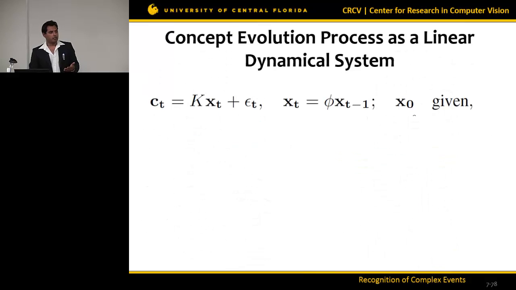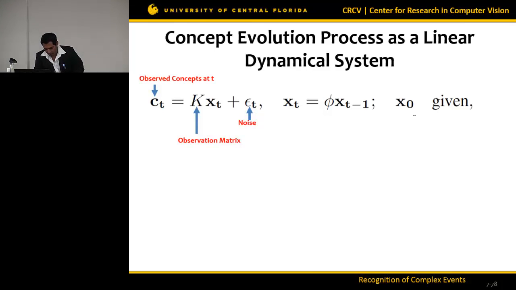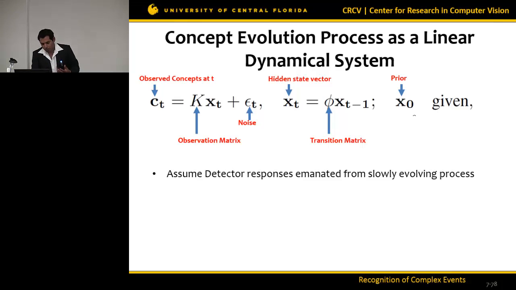So what we propose is using linear dynamical system-based foundations to find a descriptor on these particular concepts. The idea here is you assume that each concept vector, denoted as C_t, can be represented using an observation matrix, what you can directly observe, and a hidden state vector, which is X_t, and some noise. This is the classical linear dynamical system formulation. We have a prior X_0, which is given for all these concept detectors. Now, since we assume that each detector response emanates from a slowly evolving process, this LDS-based representation is really useful.